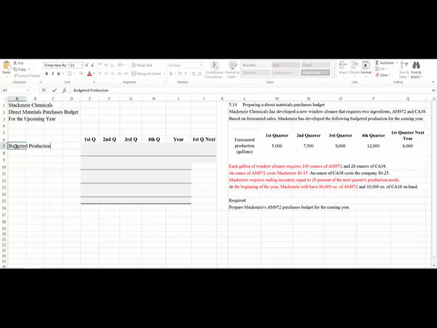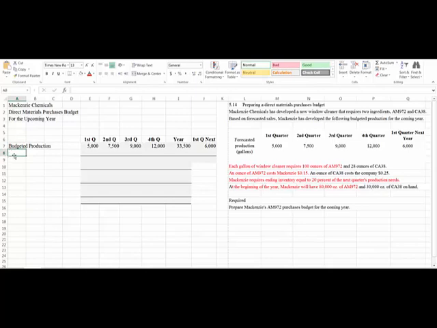If you had just prepared a production budget, that's where it would come from. All right, so here we have the budgeted production given to us. And I'm just going to carry this across. Okay, and then we're going to add these up to get the total for the year. And our first quarter next is the 6,000. Okay, so that's our budgeted production for each of the 4 quarters and then for the year as a whole.